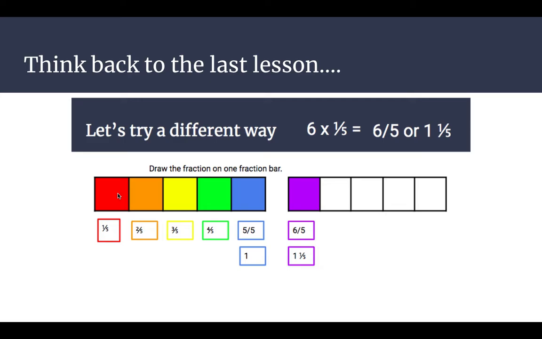Again, this is broken into fifths. 1, 2, 3, 4, 5. This second bar is also broken into fifths because we have not changed the denominator. Then we went back again and we counted each piece. 1/5, 2/5, 3/5, 4/5, 5/5.